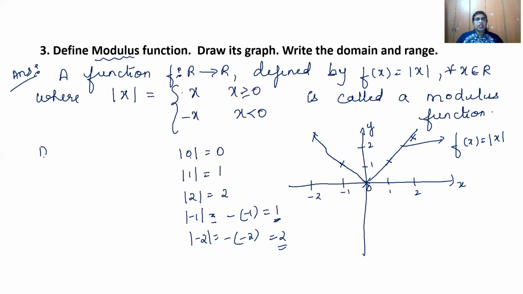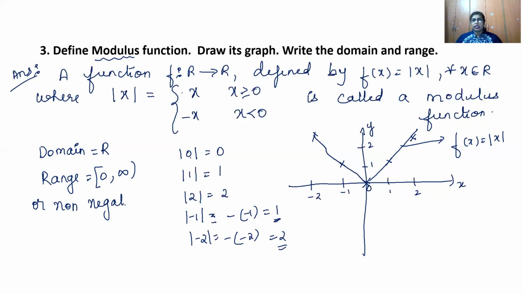So what is the domain now? What is the domain of this modulus function? Domain is R. What is the range? Whenever you take a negative number also, you get a positive. So 0 is possible and all the numbers more than 0. So the range is closed interval 0, comma, open infinity. Open because infinity is always open. Or you can write the range as non-negative real numbers. It cannot become negative. Okay, I hope this definition and the graph, domain and range are clear to us.